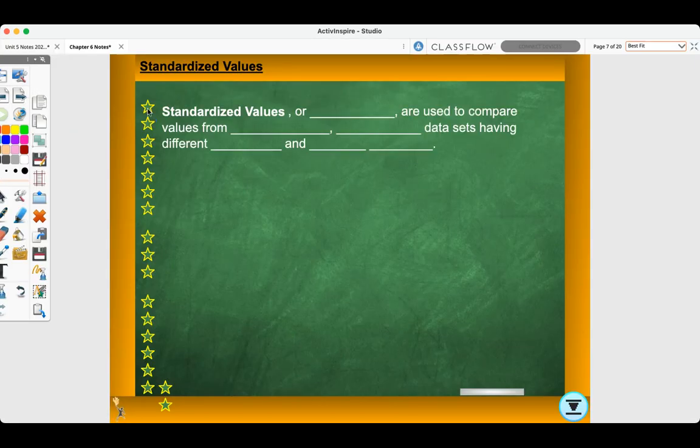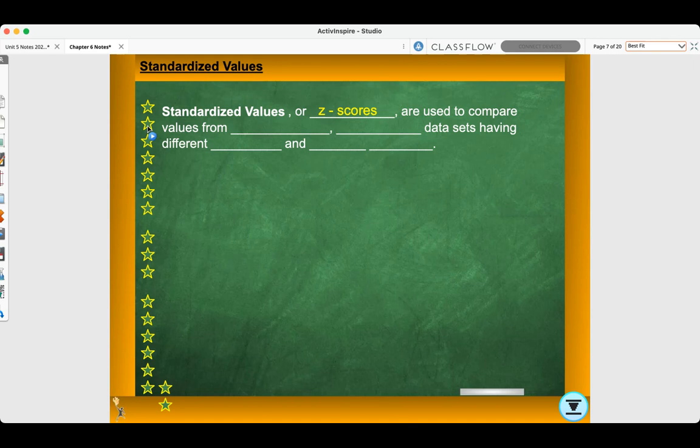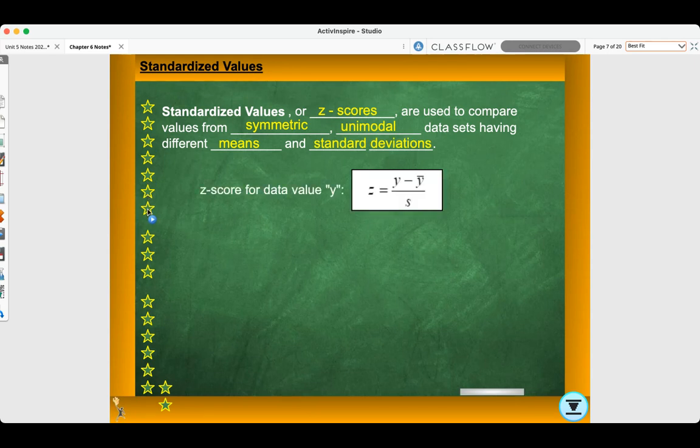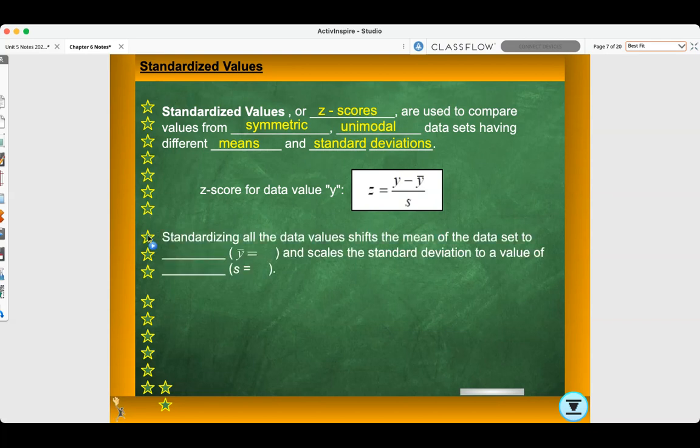Standardized values, or z-scores, are used to compare values from symmetric, unimodal data sets having different means and standard deviations. The z-score for data value y is z equals y minus y bar all over s. Standardizing all the data values shifts the mean of the data set to 0 and scales the standard deviation to a value of 1.